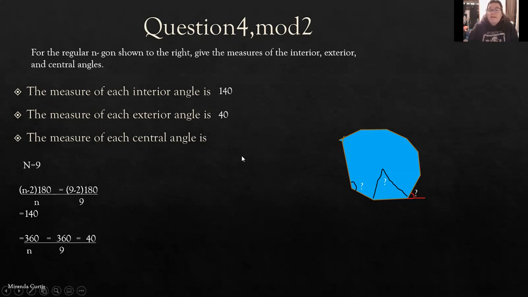Okay, guys. Since we already know the exterior answer, the central angle uses the same formula. So we're doing 360 over 9 again, which gives us 40. So we have 40. Wasn't as hard as you thought it was, was it? See, you guys are smart. You got this.